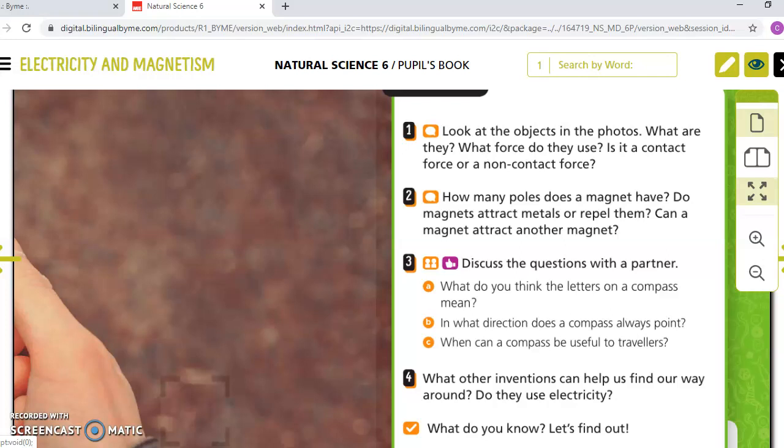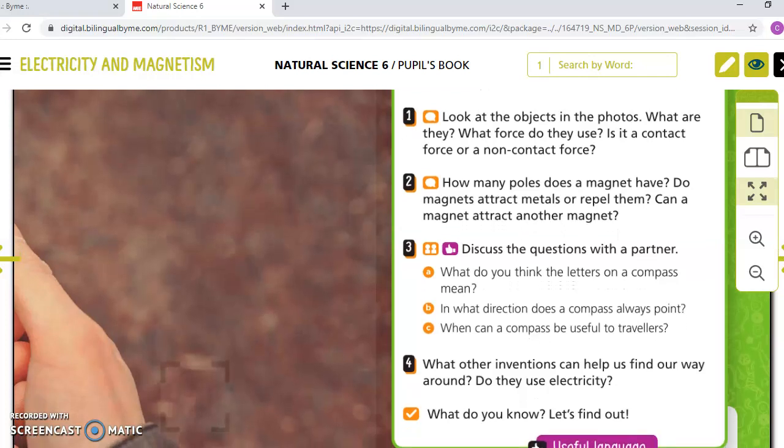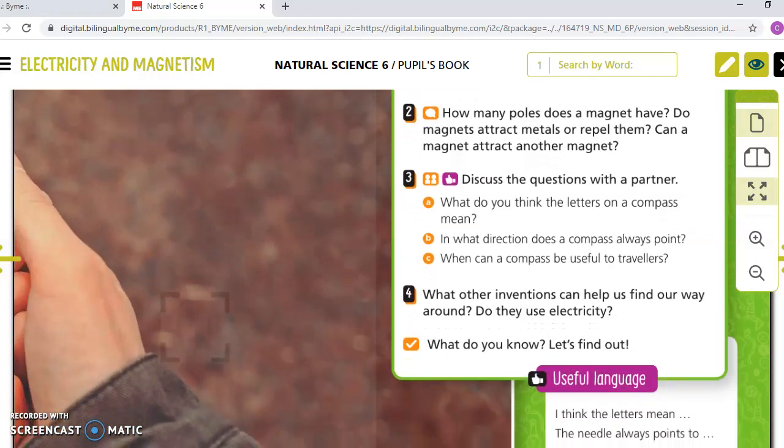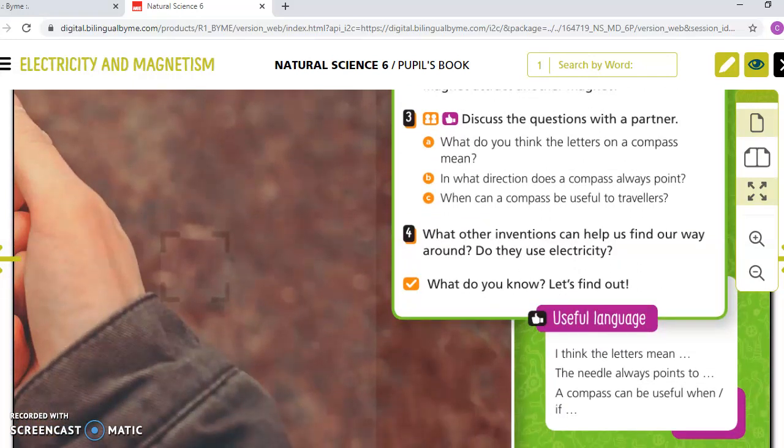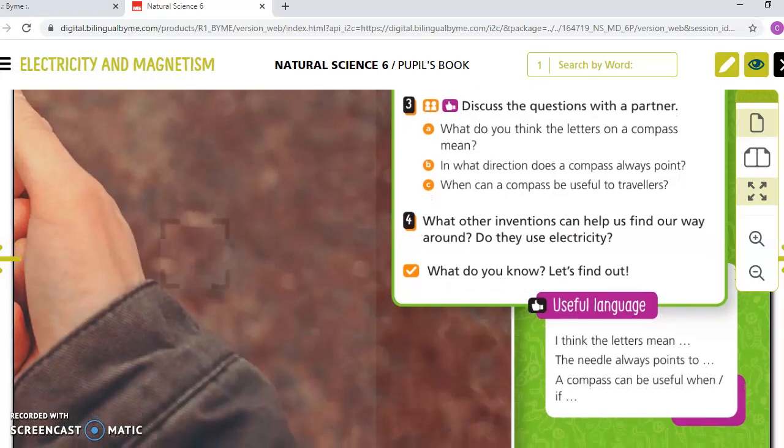Try to remember things that you learned in other years. Then the next question is: discuss the questions with a partner. I understand that you don't have a partner, but you can contact them, or you can discuss it at home with the relatives that are at home. So what do you think the letters on the compass mean? In what direction does a compass always point? And when can a compass be useful to travelers? So please answer those questions too.